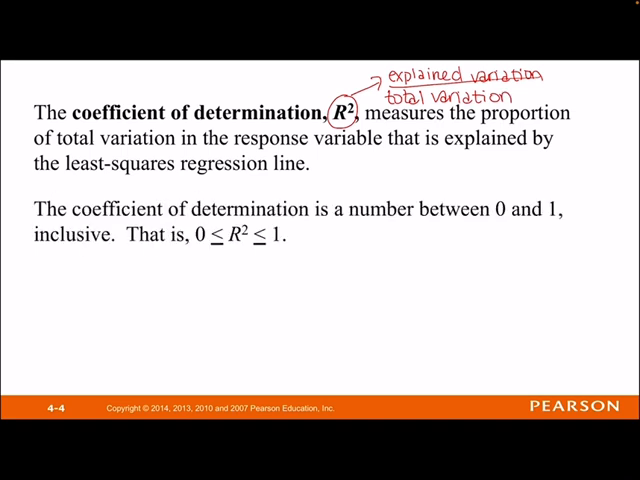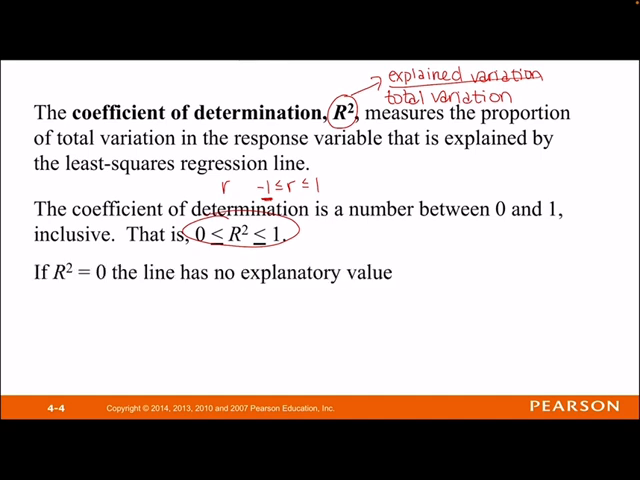The coefficient of determination is a number between 0 and 1 inclusive. That is, 0 is less than or equal to r squared, which is less than or equal to 1. Remember, regular old r, the correlation coefficient, was always a number between -1 and +1. If we're taking that number and squaring it, if you square any negative number, it's going to become positive. So that's how we get this 0 on the left-hand side instead of the negative number.